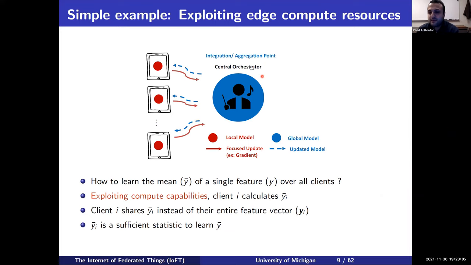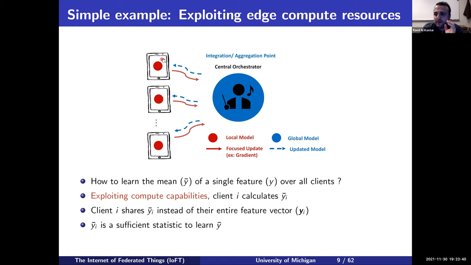Let's keep the cloud in the system. Let's assume there is a cloud here defined as a central orchestrator, and we have edge devices, say cars on the road or phones. So let's ask a simple question. What if the cloud would like to learn the mean, Y bar, over some feature Y, over all clients? In a traditional IoT system where edge devices do not have compute power, what's happening is we are uploading all our data to the cloud, and the cloud just takes an average over all the data.